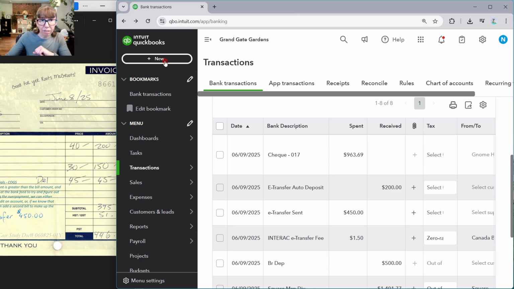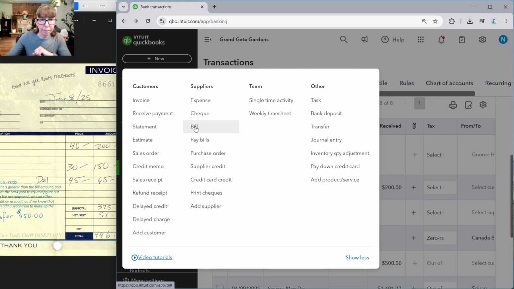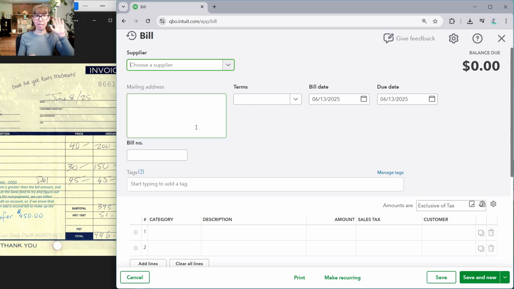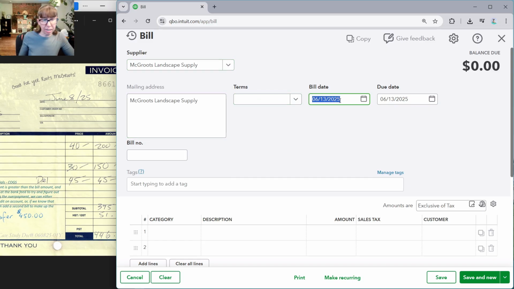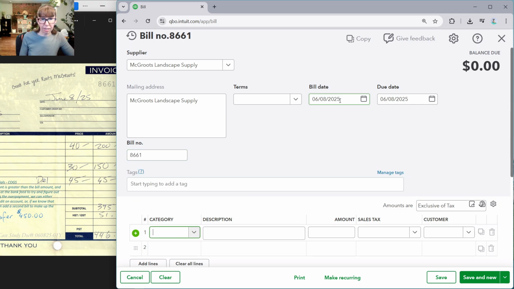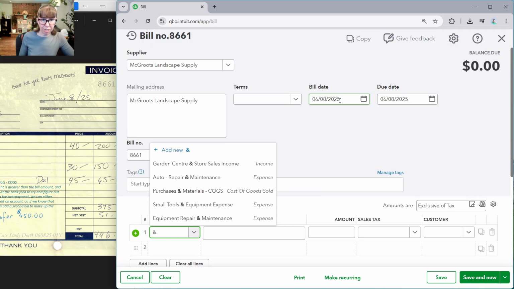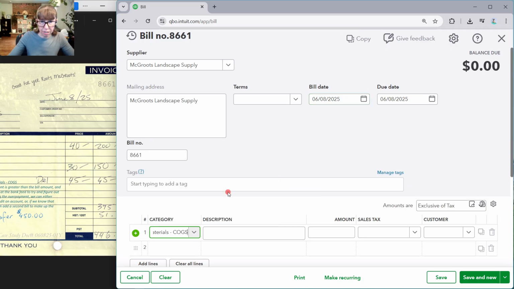So we're going to say new bill. That's because the bill date and the payment date are two different dates and the payment amount is not the same as the bill amount. And this is Mcgroots Landscape Supply. The bill date is June 8th, bill number 8661, and the category is purchases and materials COGS.